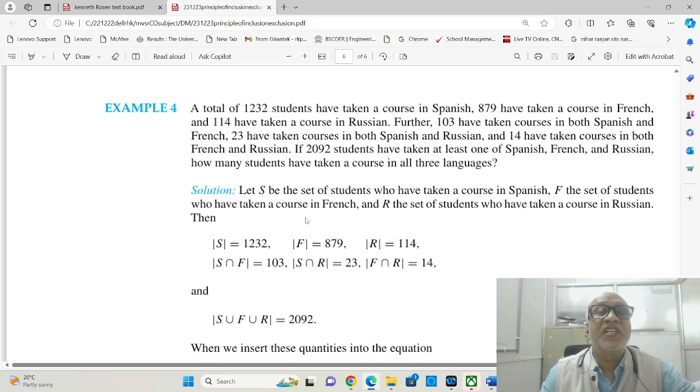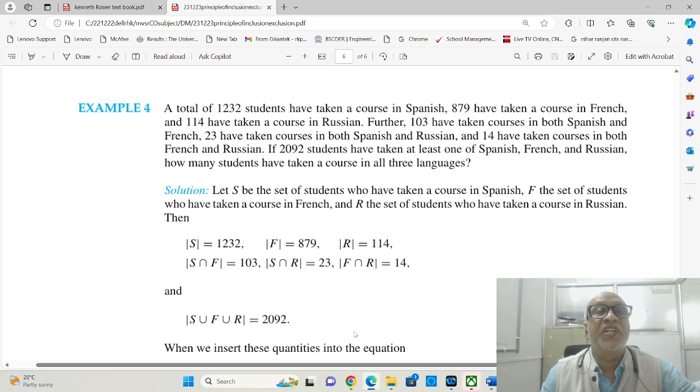For those 3 sets, one example from Kenneth Rosen textbook is mentioned here. There are total how many students? The total number of students we are taking as 1232. Those who have taken Spanish course, S indicates Spanish course students. 879 students have taken French course. So F we label for French. Then 114 students have taken Russian course. So R we label for Russian.